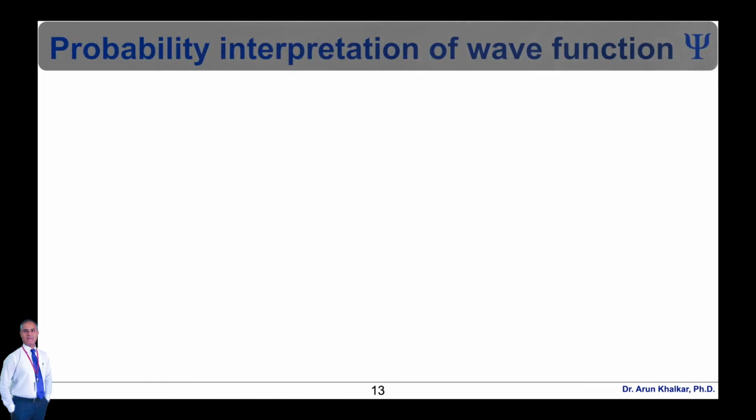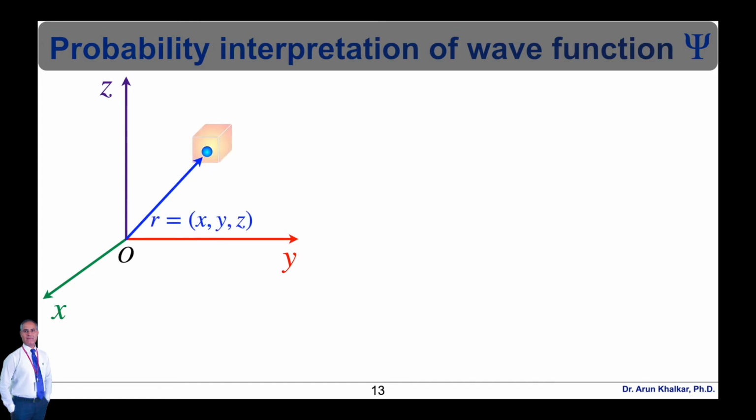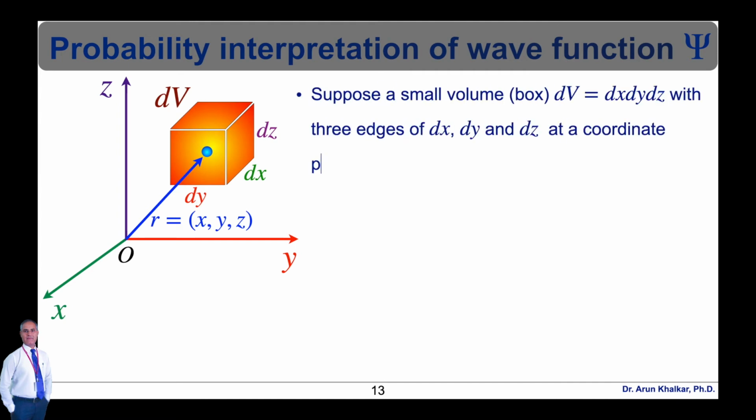Now let's try to understand the probability interpretation of wave function psi. A probability interpretation of the wave function was given by Max Born. Born's probability interpretation claims that the probability density that a particle will be found is equal to the square of the absolute value of the wave function. Namely, the probability that the particle will be found in the small volume dV, as shown in this diagram. Suppose a small volume dV is equal to dx dy dz, with three edges dx, dy and dz, at a coordinate point r equal to x, y and z in three-dimensional space.